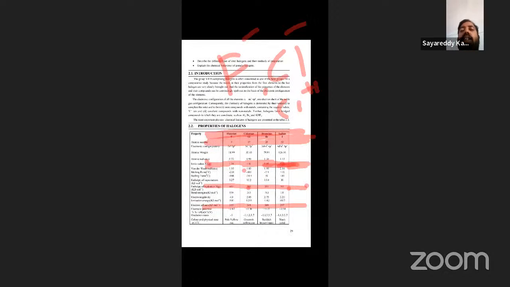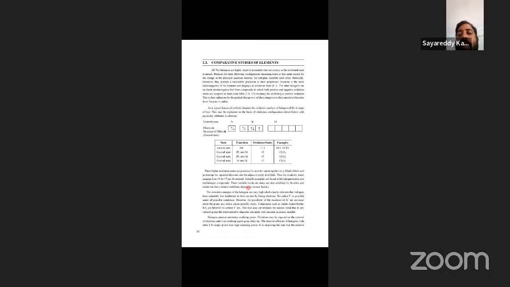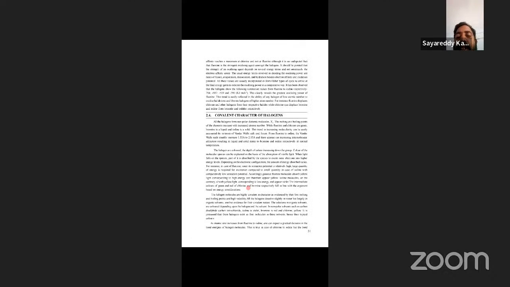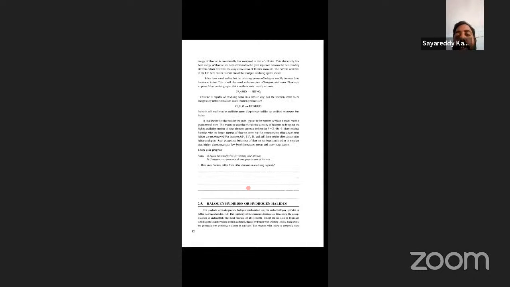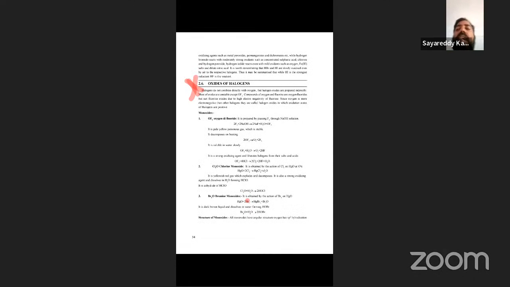Next, we are discussing the comparative study. So no need to write like this. These are the important ones. Oxides of halogens is important. You have to write this completely, compulsorily.